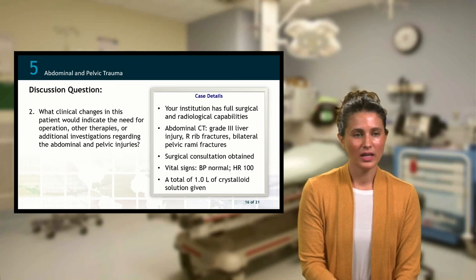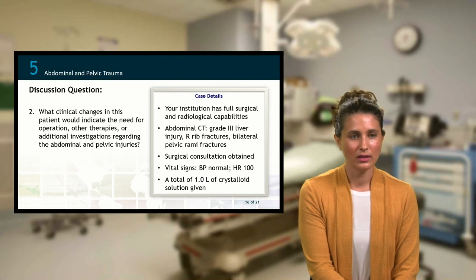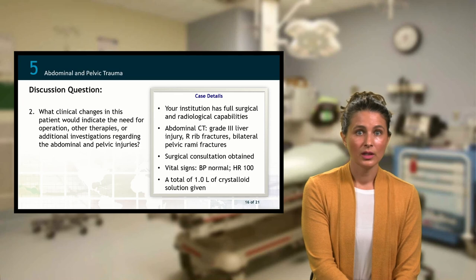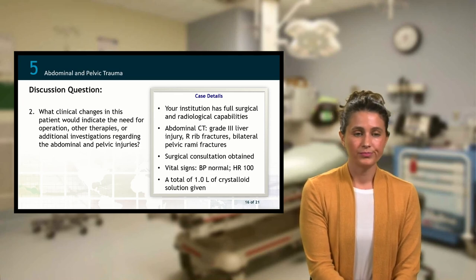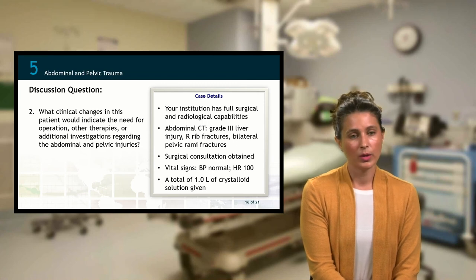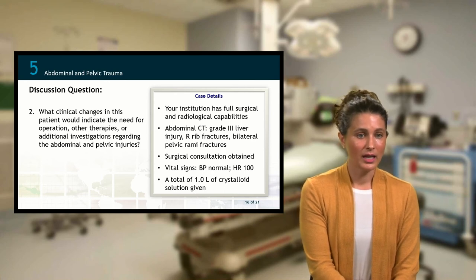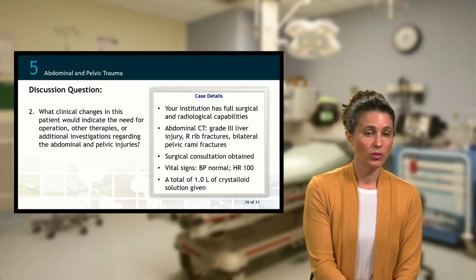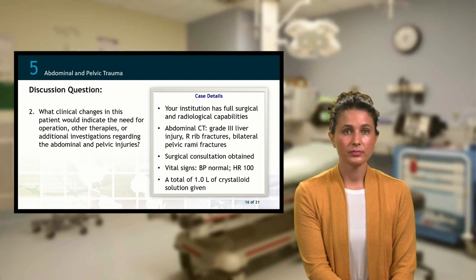So any of those findings would give me a high suspicion that there is a bowel injury that would need to be explored in the operating room. Other things would be signs of continued hemorrhage, so tachycardia, hypotension. We would probably be doing serial hemoglobin checks, so drops in the hemoglobin. Now, that could lead to the patient getting either a laparotomy or potentially angioembolization.